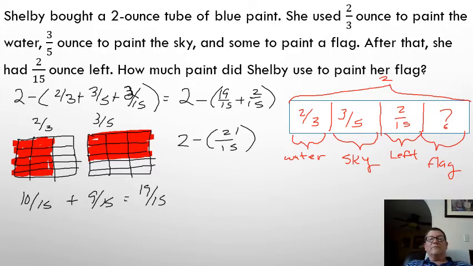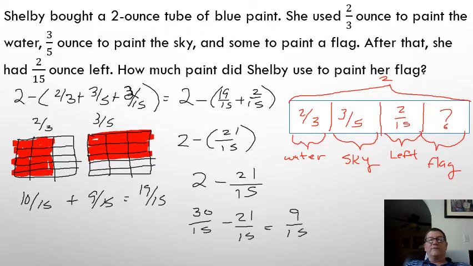Now, we could do this a couple different ways because now we got 2 minus 21/15. I can convert 1 to a mixed number and subtract it from 2, or I can take my 2 and turn it into a fraction. Well, I know 1 whole would be 15/15. So 2 wholes would end up being 30/15. And you can see that was a lot easier. 30/15 minus 21/15 leaves me with 9/15.